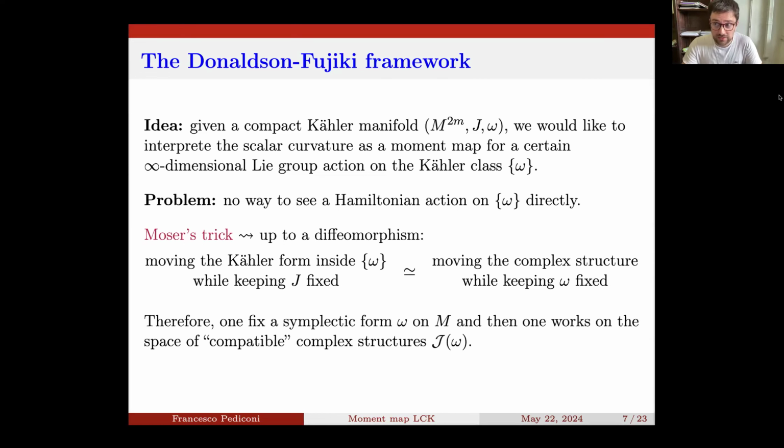And it turns out that this is the right approach, the right way to make a Hamiltonian action appear. So in order to explain the Donaldson-Fujiki framework, what you do is fix your manifold and fix ω. That's going to be a symplectic form because we want the geometry to be Kähler. And then you work, instead of inside the Kähler class, on the space of complex structures compatible with ω. I'm going to be more precise in some minutes.